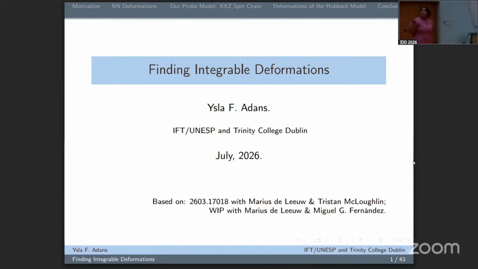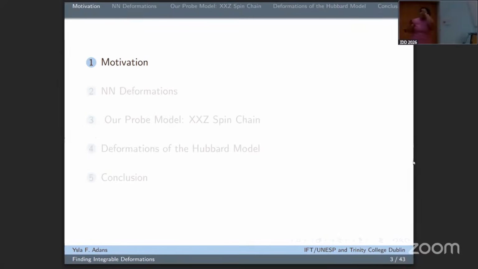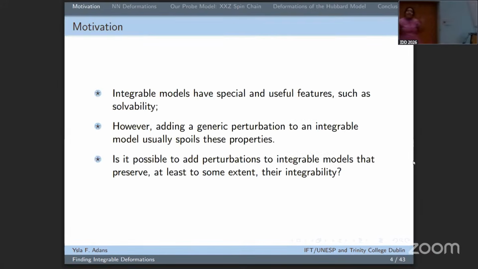This is part of one ongoing work with Marius and Miguel, who are here, and one previous work with Tristan that relates a little to what Saskia told us today. And the idea is to give some motivations, talk about these deformations, see how this happens in our probe model, the XXZ spin chains, and try to show a little bit of results for the Hubbard model and give you some conclusion. So the idea is quite simple.